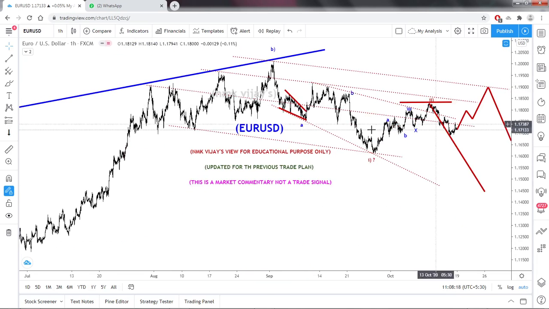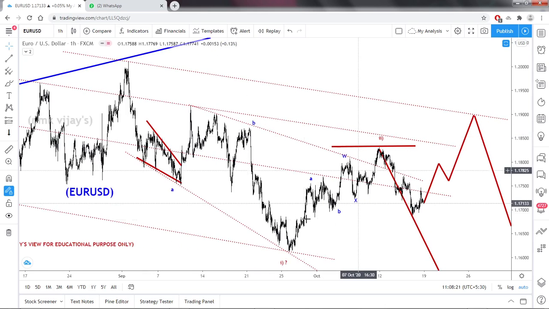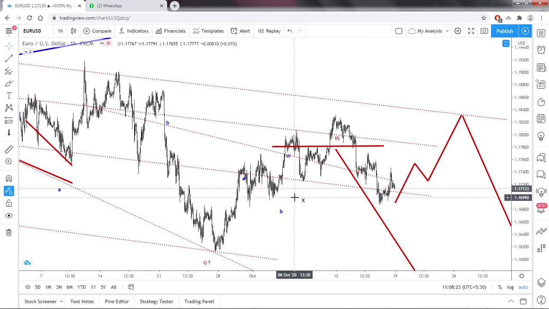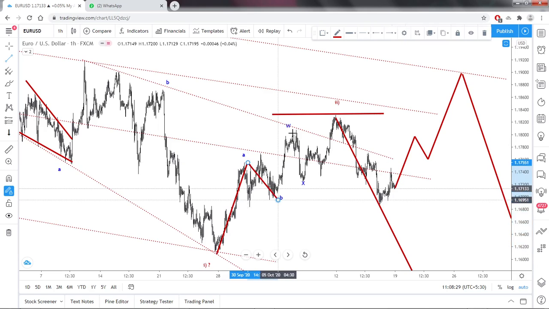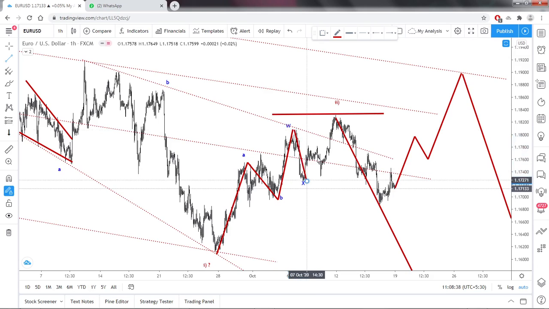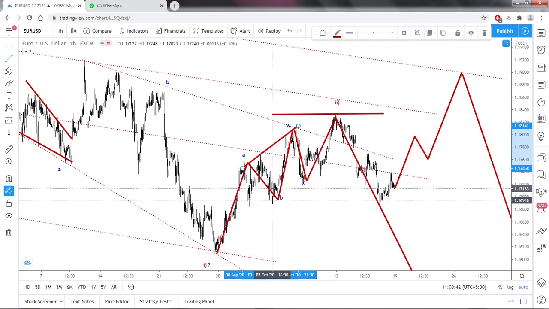So the second wave, as per this, one simple correction has ended. A, B, C has ended here. This is an A, this is a B, and C is a W, and X and Y. So it could be this kind of correction. It's ended here. So one ABC is completed, and another ABC is coming down.